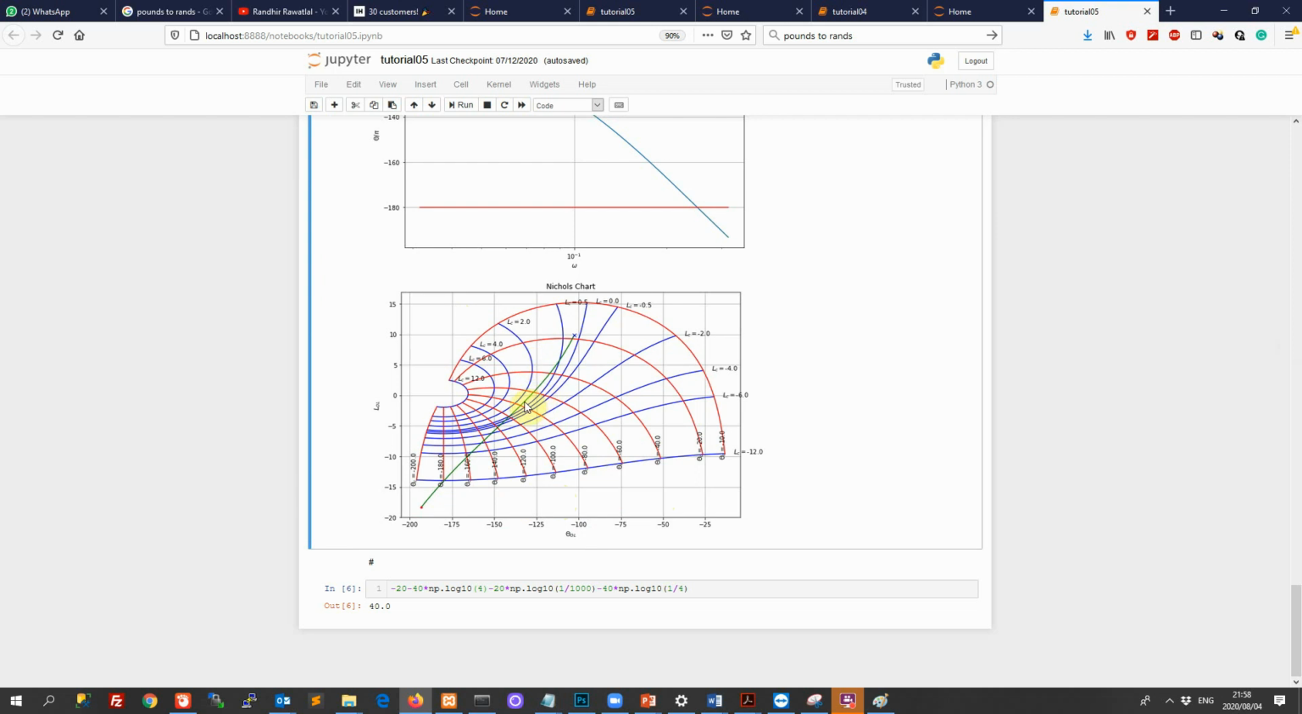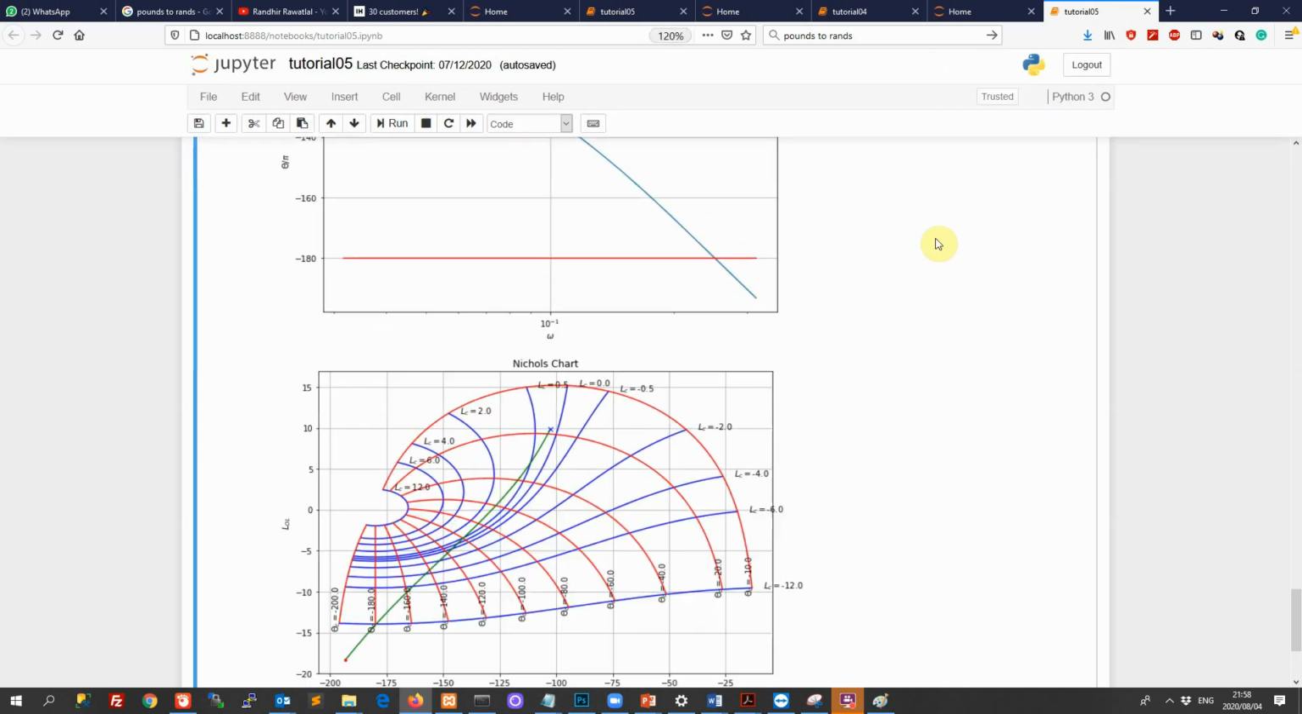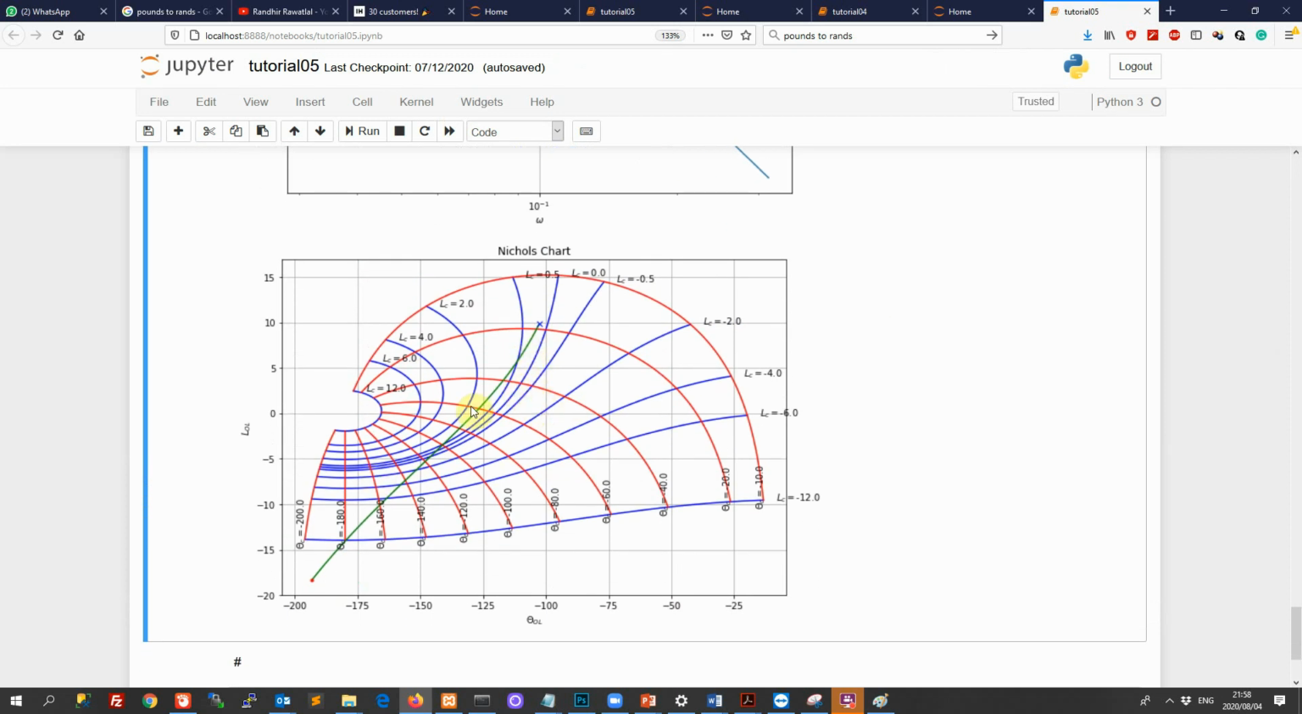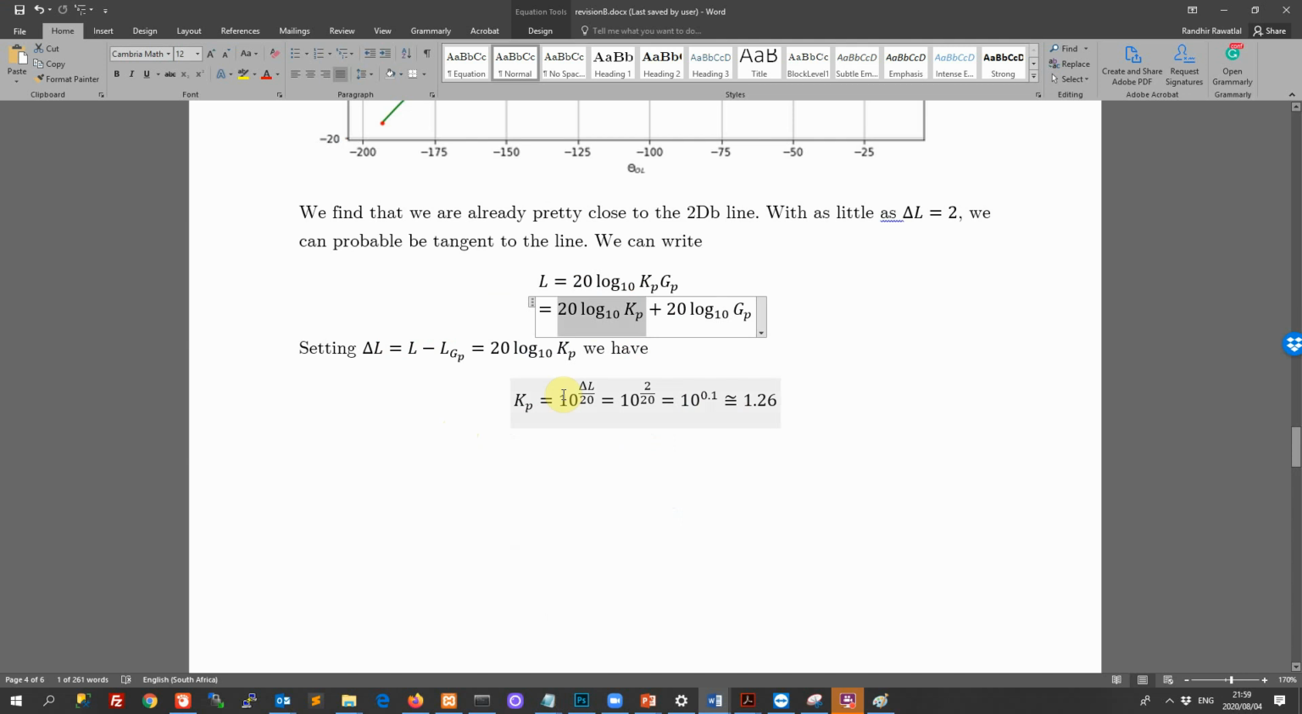So we can simply choose to increase Kp until the process line becomes a tangent to the 2 decibel line, right? And that's how we choose our constants. And here, if you look at this difference, it's actually a very small difference. This process is already quite close to being well controlled. We could call this distance perhaps a 2. So here I'm saying we just need delta L to increase by an amount of 2.